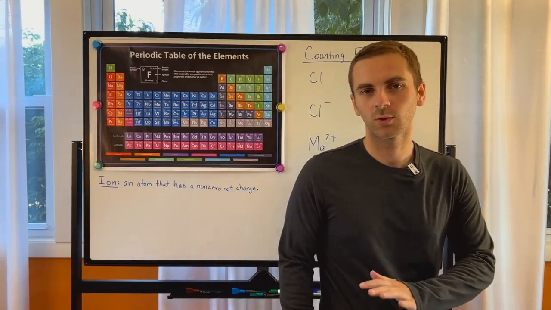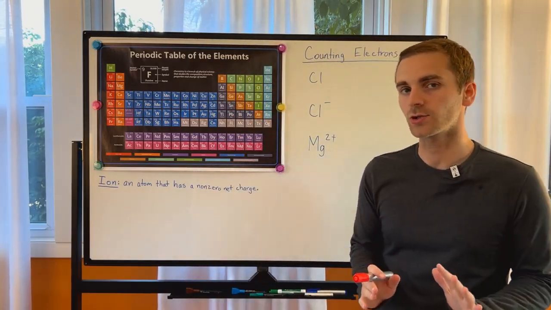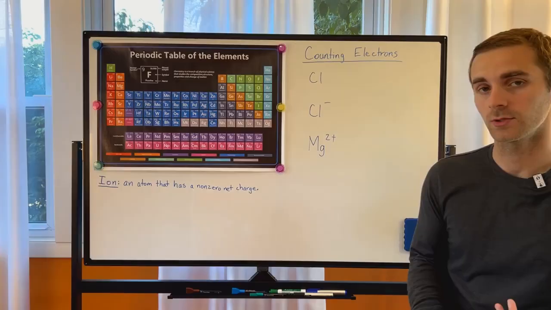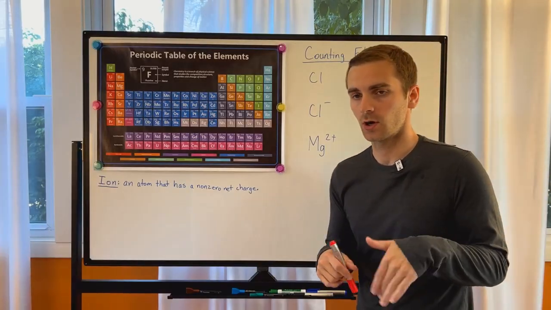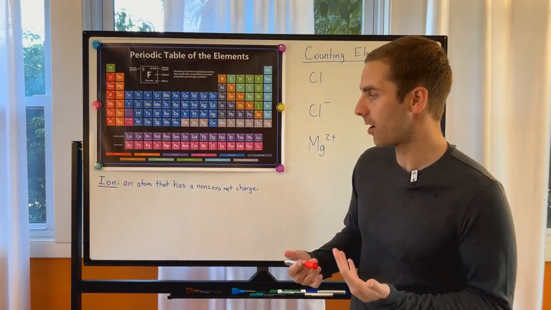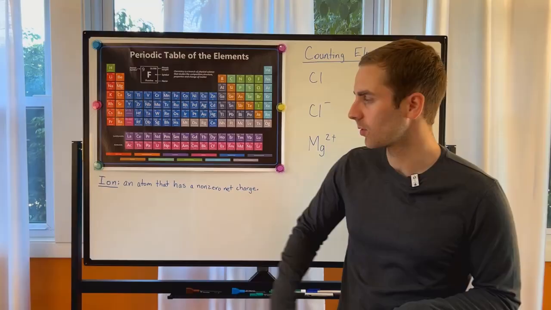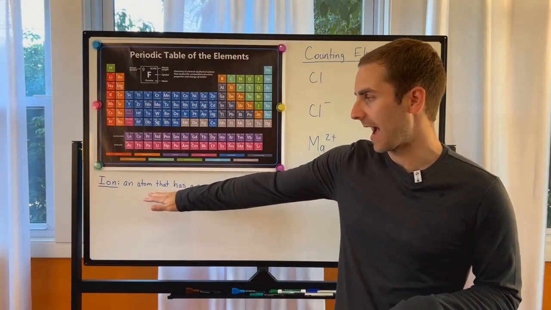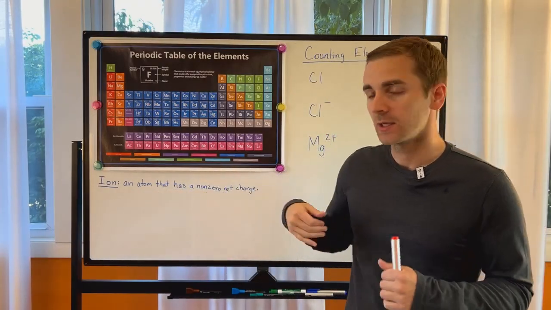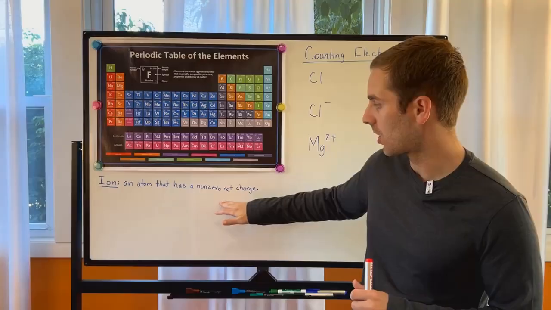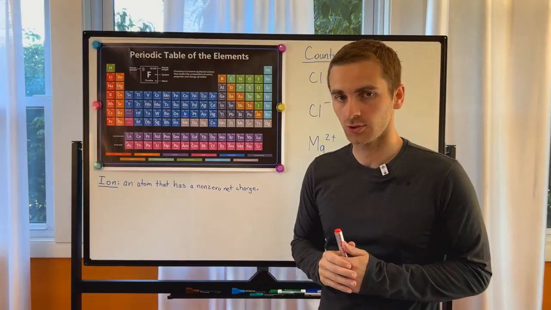In this video, we're going to focus more on the electrons and how to determine how many electrons are in an atom or an ion. Okay? And so an ion is an atom that is not neutral, that has a non-zero net charge.